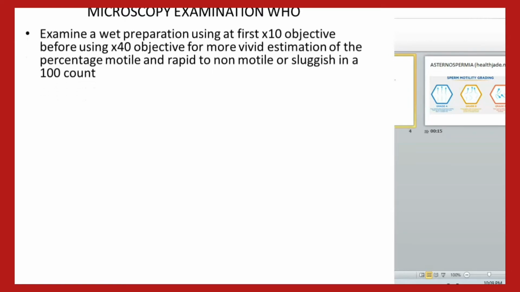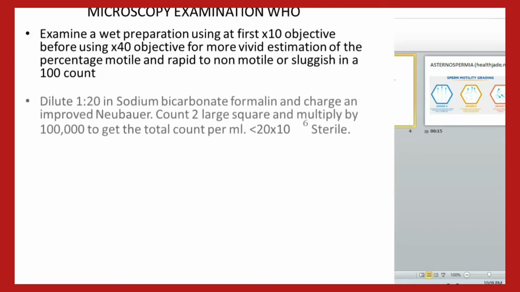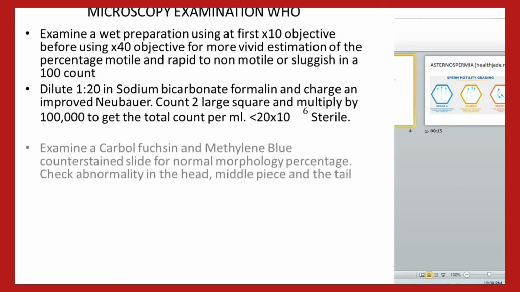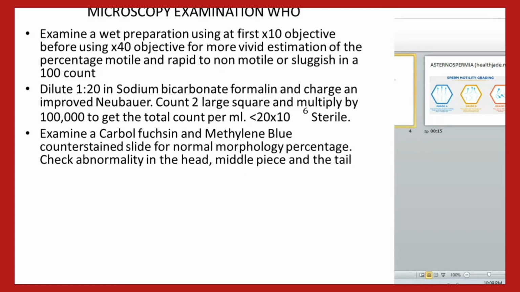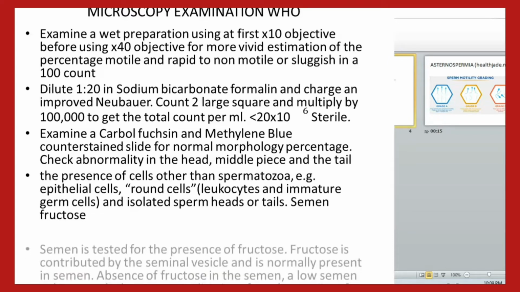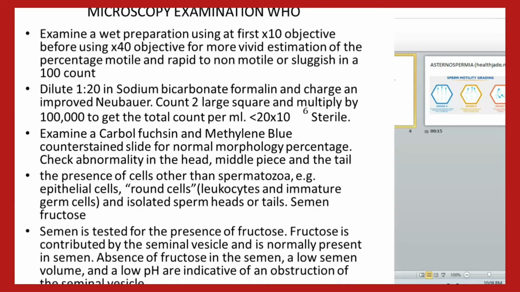The microscopic examination is when you use the microscope, and usually we use the 10 times and 40 times objectives for more vivid examination. The dilution of the sample is 1 in 20 in sodium bicarbonate formalin, and that would allow the count to be very easy. Anything greater than 20 million is showing fertility. You also stain with methylene blue, which will stain the nuclei of the spermatozoa, and the semen is also tested for the presence of fructose, which if absent shows that there is a problem with the seminal vesicle.